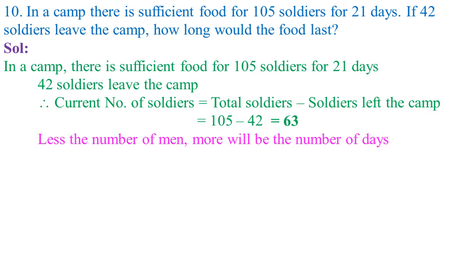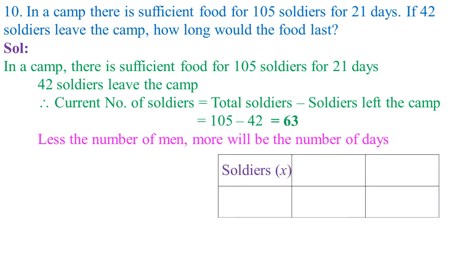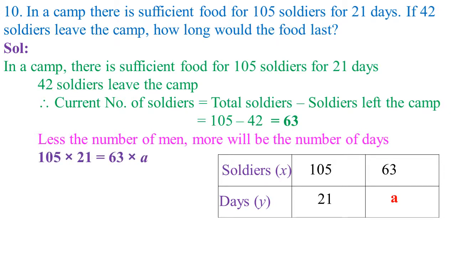The fewer the men, the more the days. So it is in inverse proportion. Soldiers, let's take x. Days, let's take y. Food is sufficient for 105 soldiers for 21 days. For 63 soldiers, we should find A. So 105 into 21 equals 63 into A. We should find the A value.